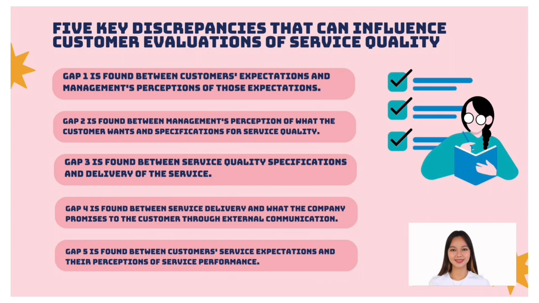Gap 3 is found between service quality specification and delivery of services. So, this is the gap between how the service is supposed to be delivered and how it actually is. Like, the company policy says responses must be within 24 hours, but the employees reply slowly or even late. Gap 4 is found between service delivery and what the company promises to the customer through external communication. Here, this is the difference from what is promised.